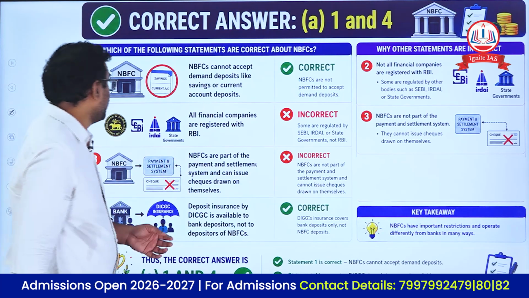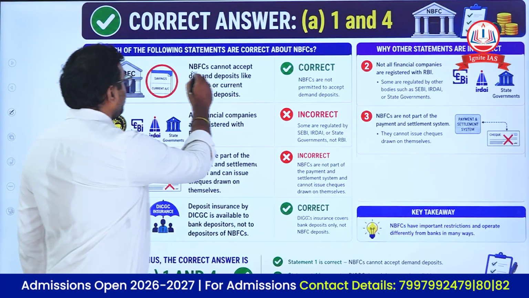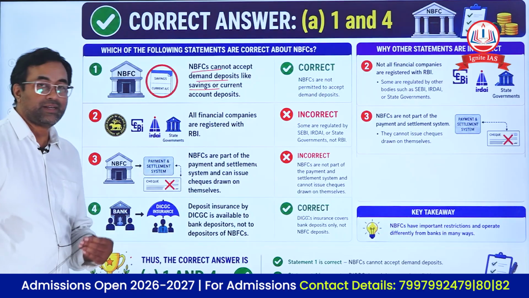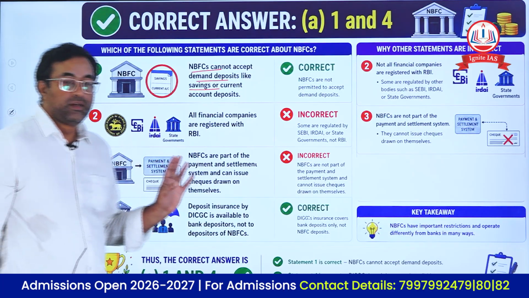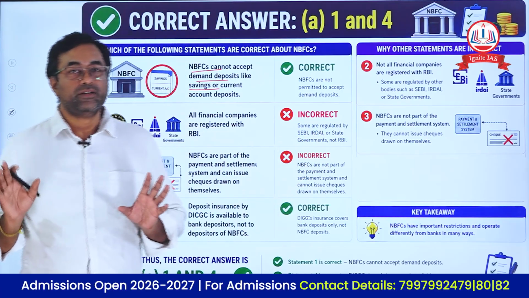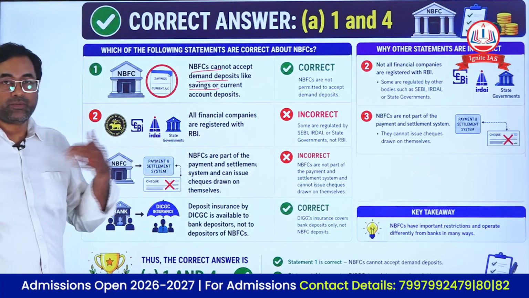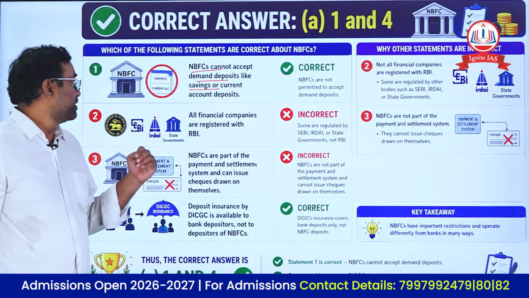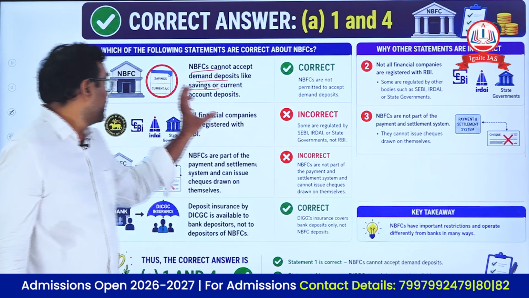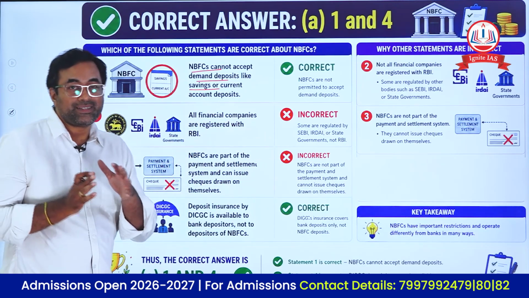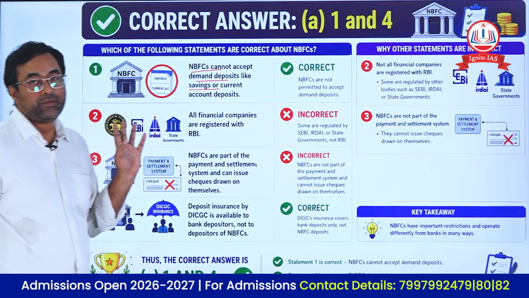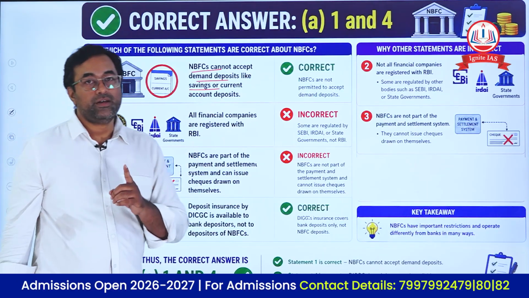Why 1 and 4? The first statement says NBFCs cannot accept demand deposits like savings or current account deposits. That is the reason it is correct. There is a difference between non-banking finance companies and banks. Banks provide demand deposits, current deposits and savings deposits to customers. But in NBFCs, some functions are restricted, and one of them is that they cannot accept demand deposits. That is one of the basic features of an NBFC.